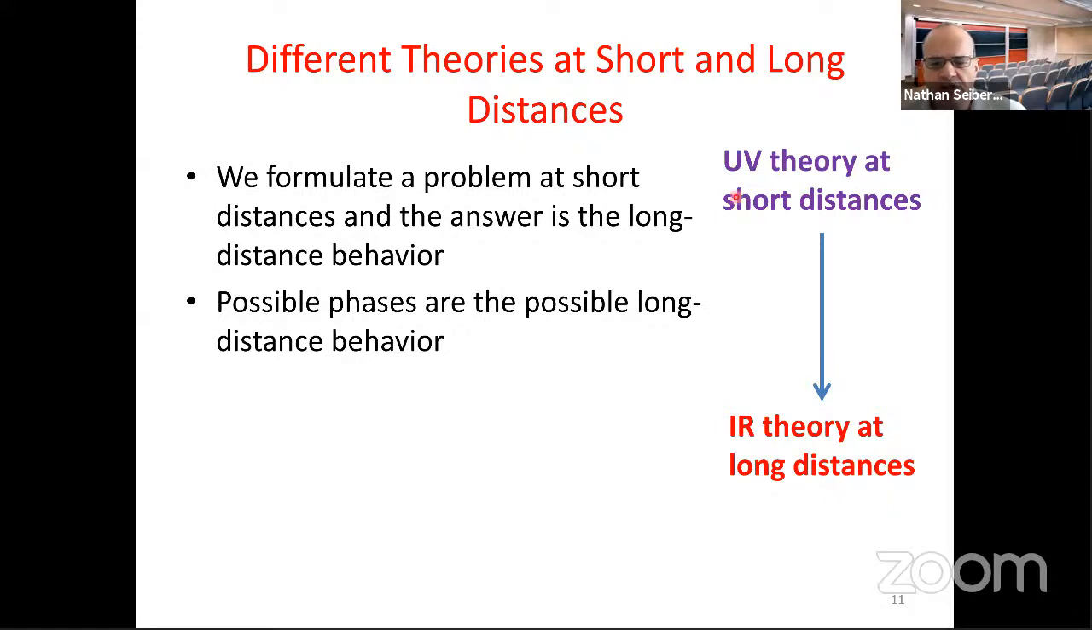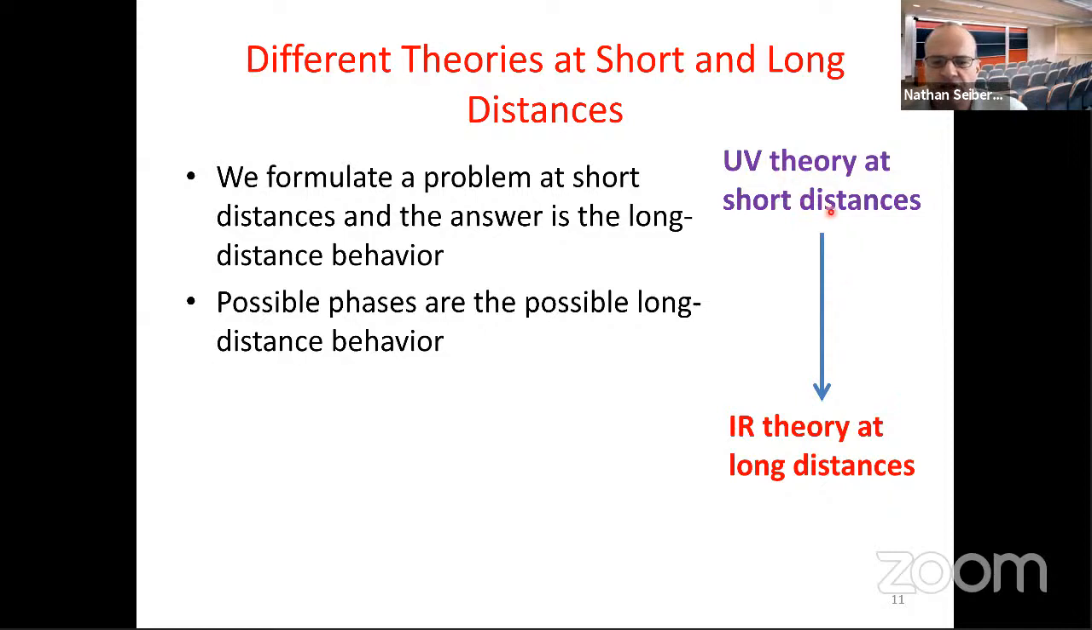Because at short distances, which is where we formulate the problem, let me give an example in the context of condensed matter physics. We take some atoms, we put them in a box, the atoms interact with each other, they form a crystal, and the electrons move around. This is what happens at short distances. At long distances, it could be a metal, or it could be a superconductor, or it could be an insulator, or it could be compressible or not compressible.